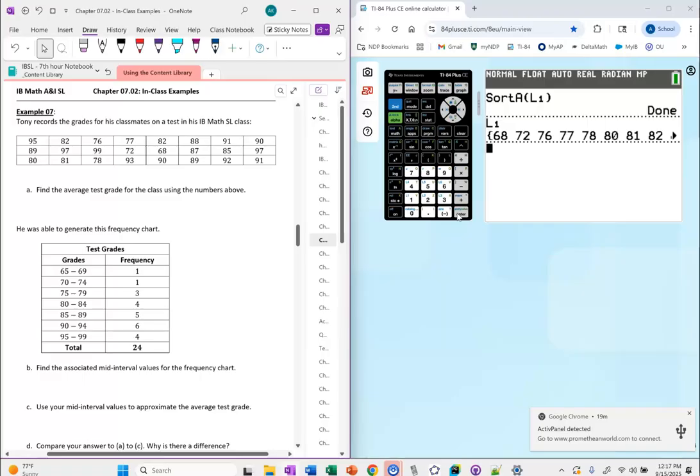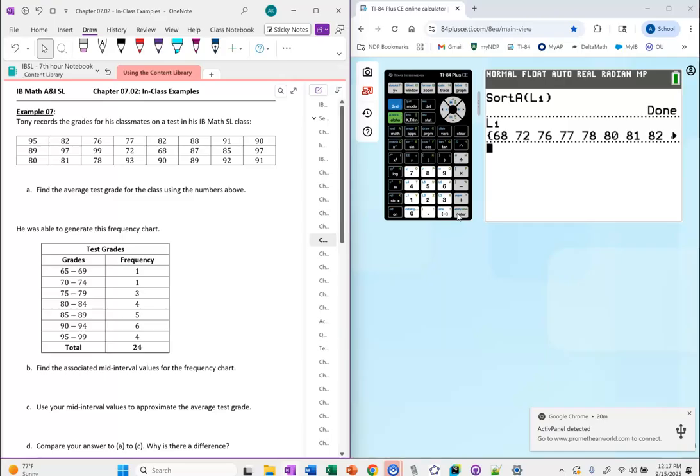All right. Same data set, right? Here it's asking us to find the average grade for the class using the numbers above. How would I do that? Yep, by 24. There's 24. Now, you could do that by hand. It's fine, no problem. Probably a decent chance of making a mistake, though. That's a lot of numbers to type in. Calculator can do it for you also. Would you like to know how?